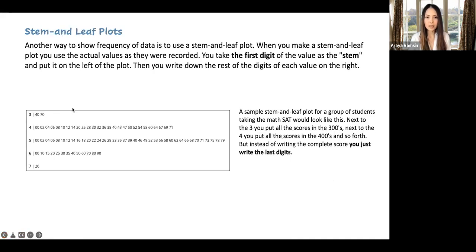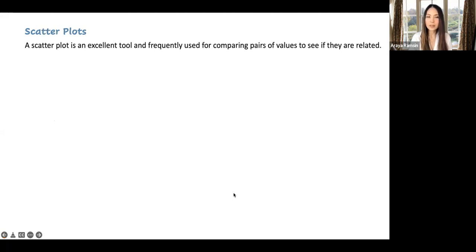So you can kind of see the distribution of the scores, right? Okay, so now scatter plot. Last one here. A scatter plot is an excellent tool and frequently used for comparing pairs of values to see if they are related.